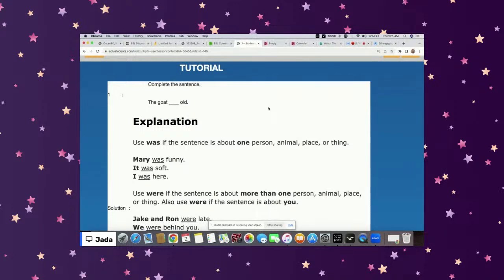So use was if the sentence is about one person, animal, place, or thing. So we will use was for one person. All right. Just like in the present, we used is. In the past tense, we will use was. Okay? Mary was funny. It was soft. I was here.